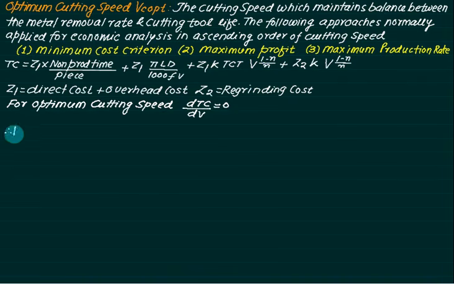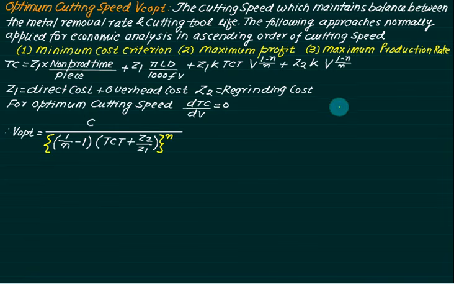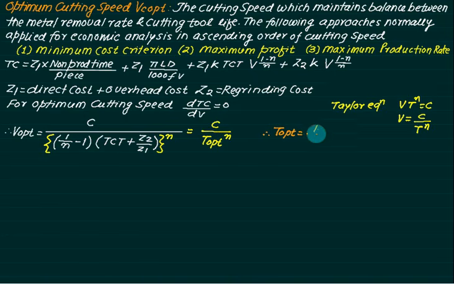So we get V optimum equals C upon (1/n minus 1) into TCT upon Z2 by Z1, whole thing to the power n. Taylor's equation is VT to the power n equal to C. So we can solve for V as C divided by T to the power n. If I write the same equation here, it is C divided by T to the power n. So it represents the optimum tool life, and if we compare the denominator, we get the Taylor's tool life optimum value as (1/n minus 1) TCT.